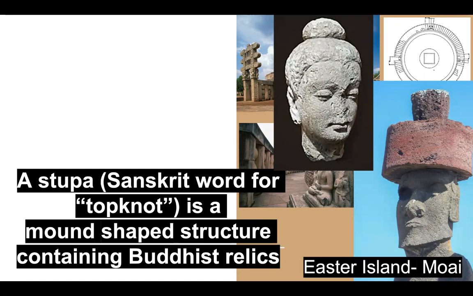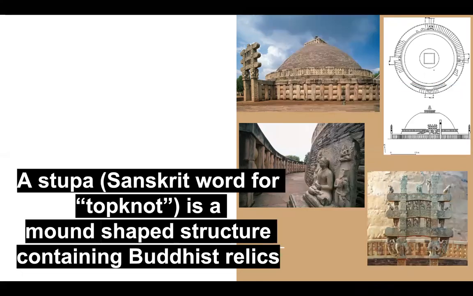That's called a top knot. And then we have our Easter Island Moai sculptures in our Pacific unit. And then later these top knots, or these hats, were added on, but those are also called top knots. So a top knot is a mound-shaped structure that contains Buddhist relics.